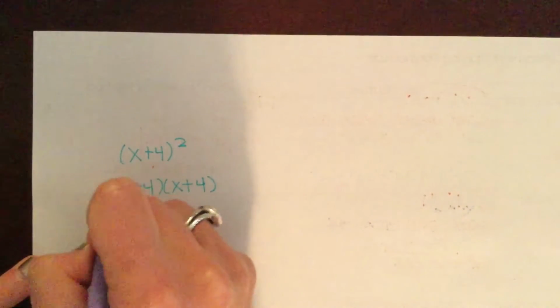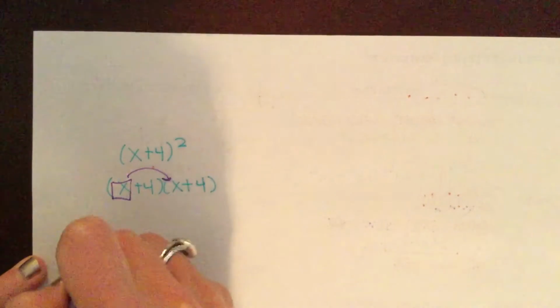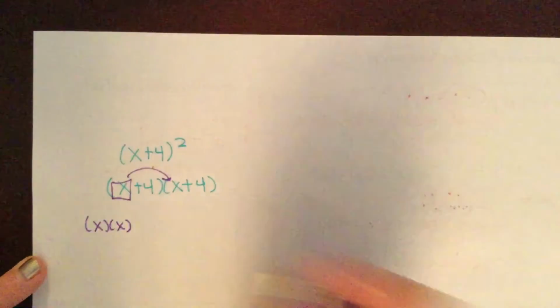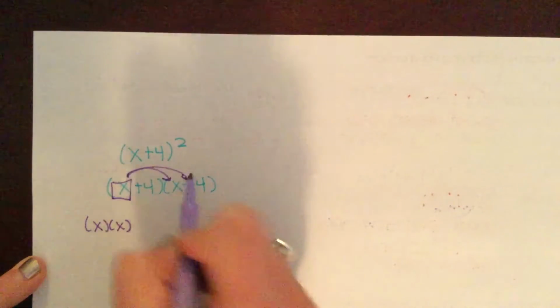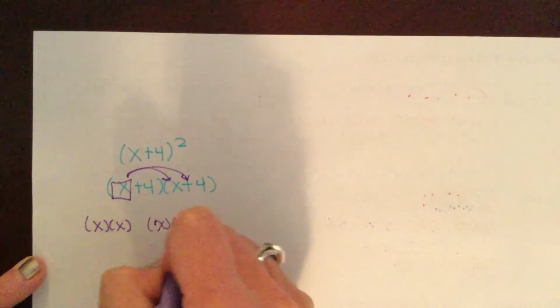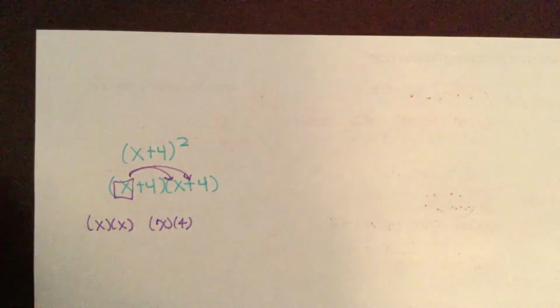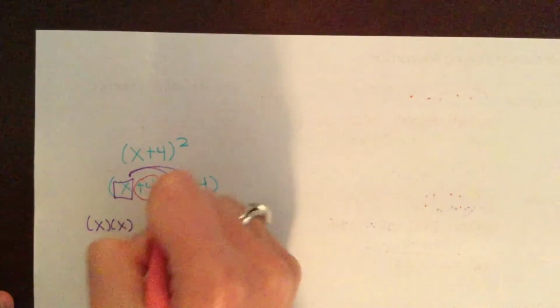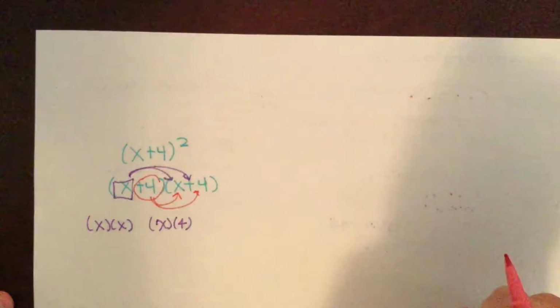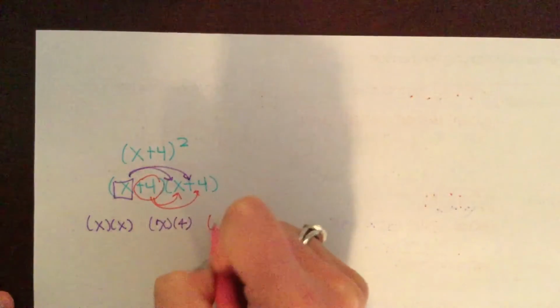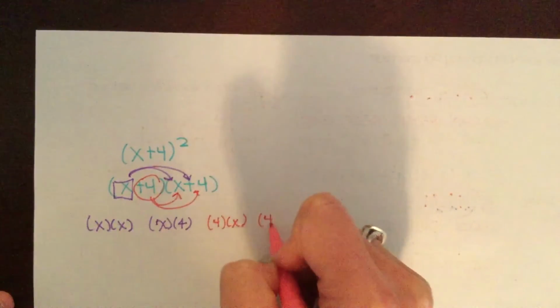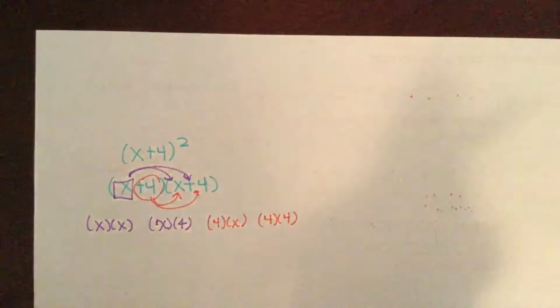I'm going to take this first thing here and distribute it to both of those things in the second parentheses. So x is going to get distributed to x. x is also going to get distributed to 4. I am now going to go back and take the 4 and distribute it to both things in that parenthesis. So 4 is going to get distributed to the x, and 4 is going to get distributed to the 4.